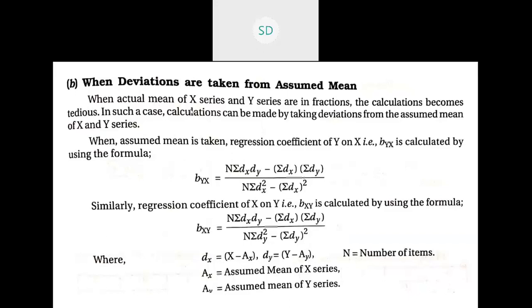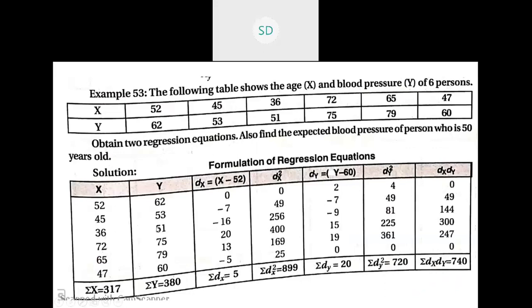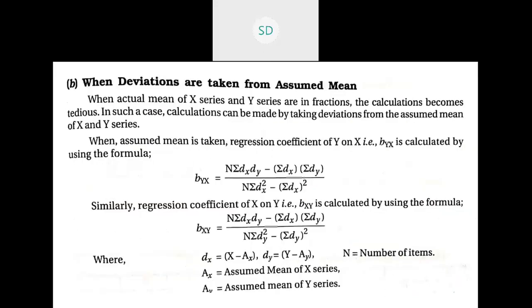So previously we have learnt finding the regression by actual mean, right? Now here we are supposed to utilize or use assumed mean. So we have learned, we have two types of problems. One is from actual mean, the other one is from assumed mean. Okay, so let us see how to solve the problems using assumed mean.